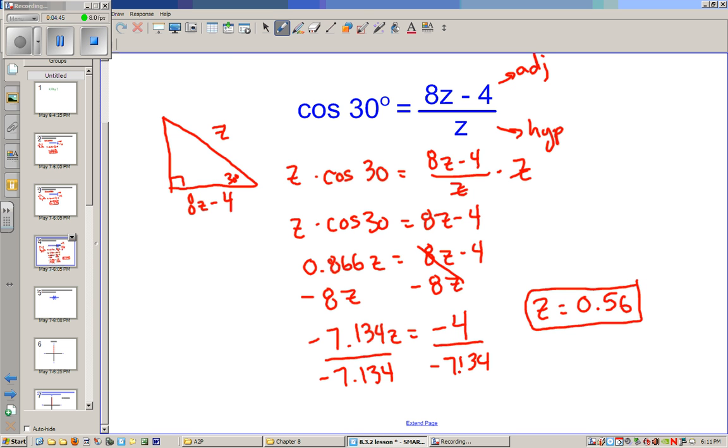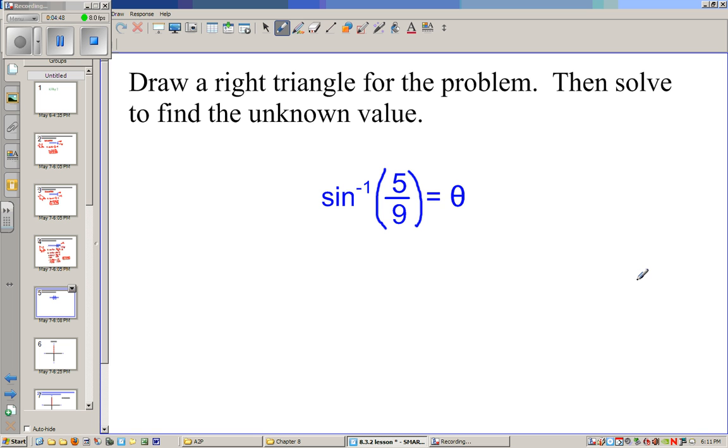Alright? And our last one. So draw a right triangle. They say that the sine inverse of 5 over 9 equals theta. And what we said yesterday is that when we have the inverse, these two values here are side lengths. With sine, this is going to be our opposite side and our hypotenuse. And this is an angle measure. So whenever we use inverses, we're going to get an angle measure from our two side lengths.